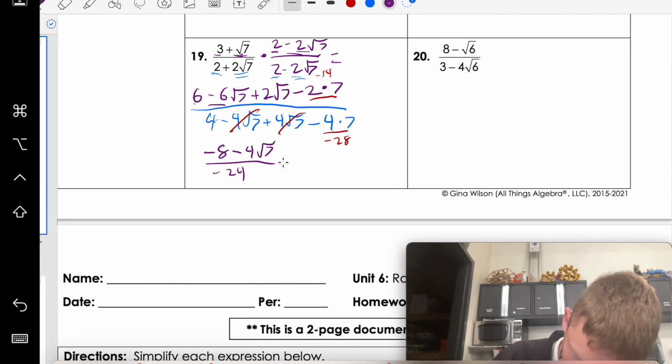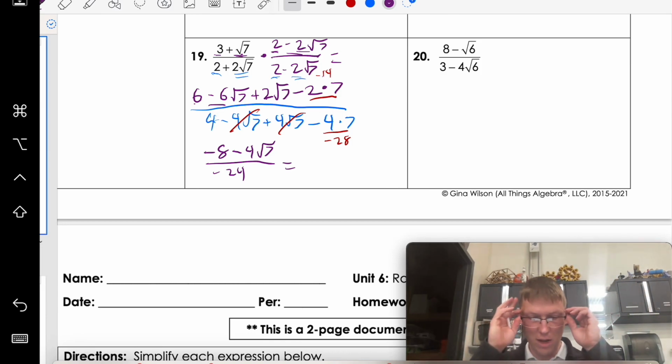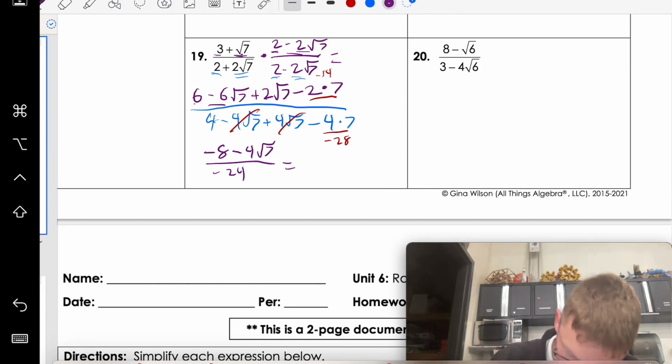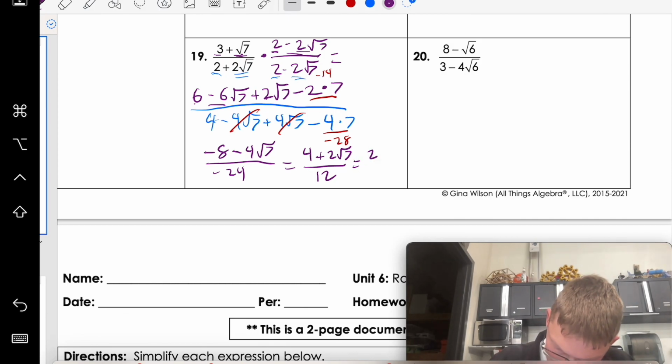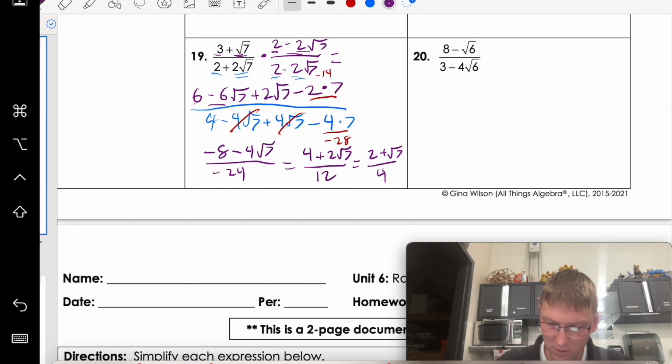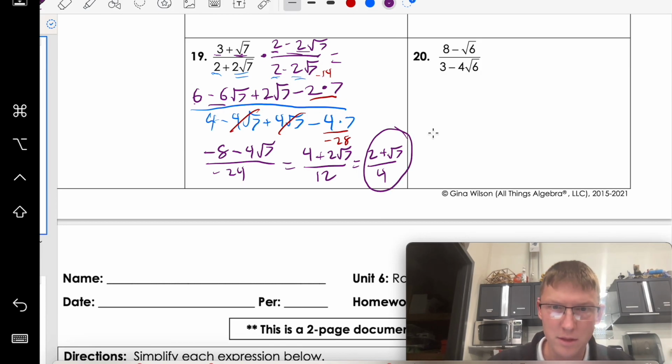So we're going to simplify this into we're going to cancel out a negative 2. So that means we're going to go to 4 plus 2 root 7 over 12, which I should have canceled out a 4 because now I just have an extra step, but that's okay. I'm okay with having an extra step, but that's just me. So our final answer is going to be this guy right there.